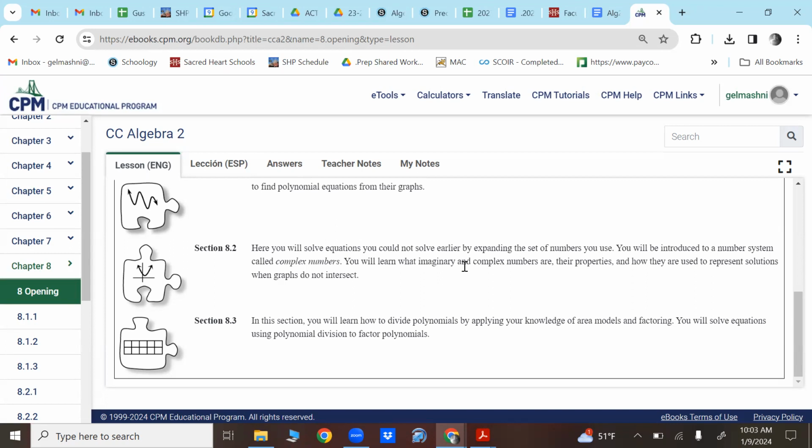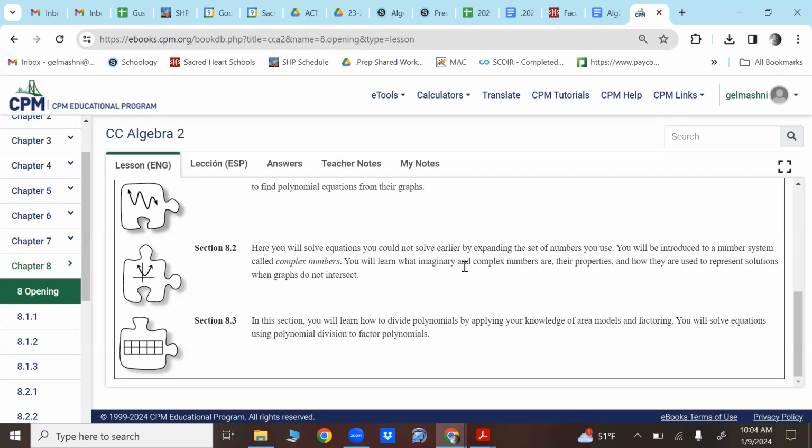So basically, when you have a quadratic function that does not touch the x-axis, it still has two solutions, but the two solutions are called imaginary or complex. So we'll talk about that in this unit. Also, we'll learn how to divide polynomials by applying your knowledge of area models and factoring. We'll solve equations using polynomial division to factor polynomials.